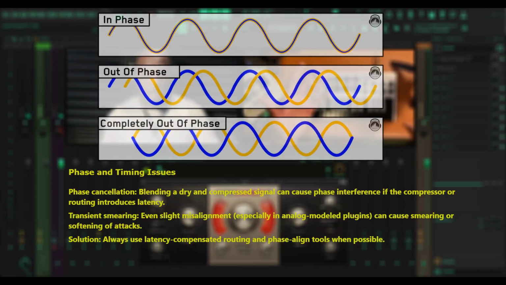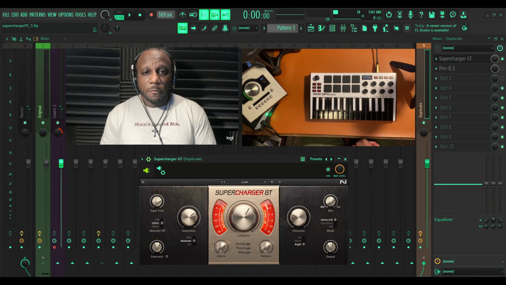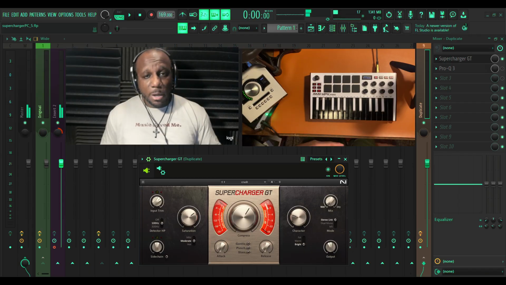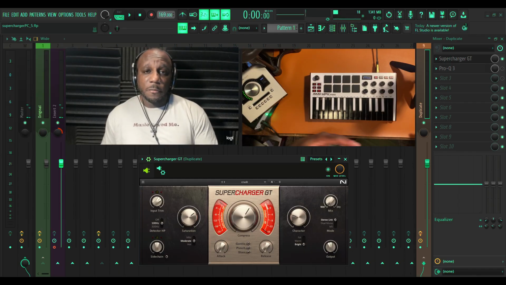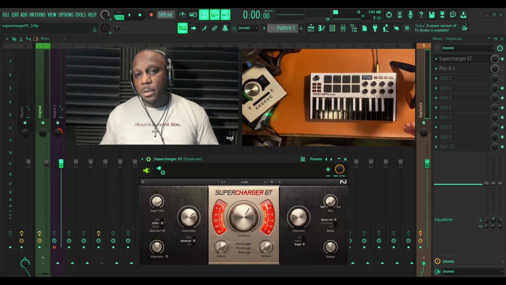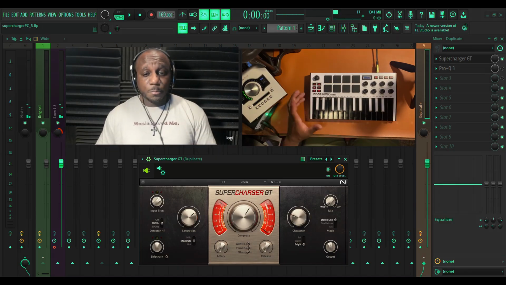The first being phase and timing issues. The slightest misalignment can start to make things sound messy, and if it's totally out of phase, it can make things really messy, right? More phasing issues can be introduced if your compressor introduces latency, if your routing introduces latency, if your DAW doesn't have plug-in delay compensation enabled, or if there's issues with it. That can cause some phasing issues as well. That was something new that I learned about.